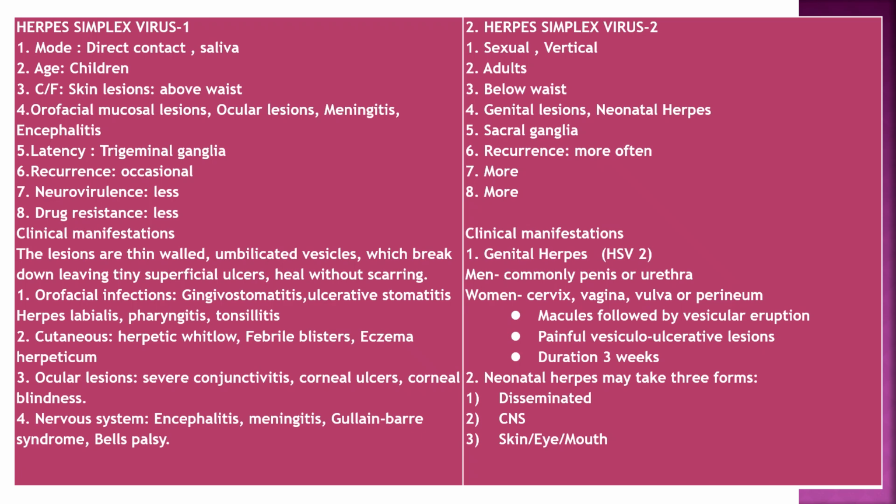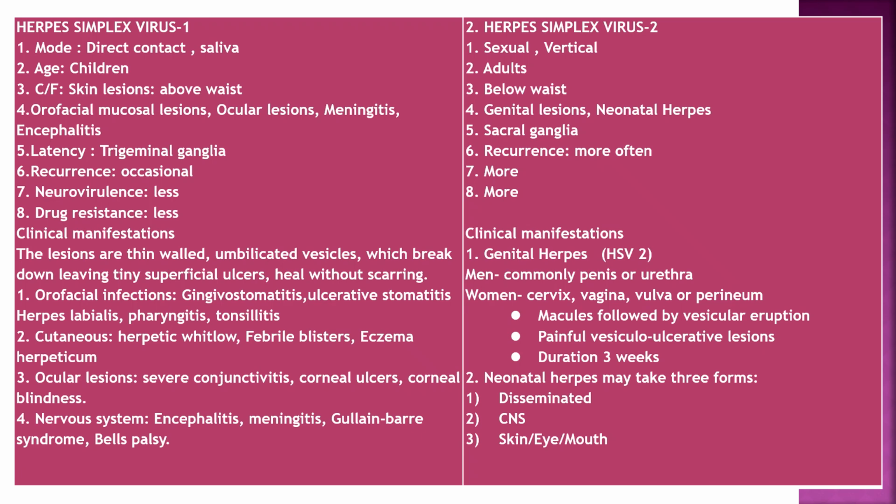Clinical manifestation in herpes 1: lesions are thin-walled umbilicated vesicles which break down, leaving tiny superficial ulcers that heal without scarring. Orofacial infections: gingivostomatitis, ulcerative stomatitis, herpes labialis, pharyngitis, tonsillitis. Cutaneous: herpetic whitlow, herpes gladiatorum. Ocular: conjunctivitis, corneal ulcers. Nervous system: encephalitis, meningitis, Bell's palsy.